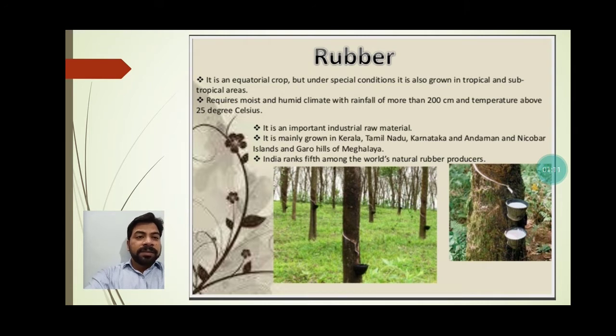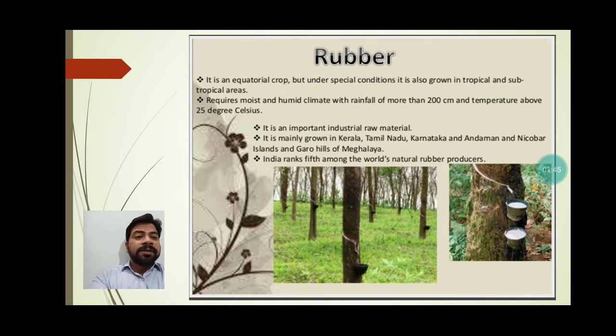Rubber plants can grow well in the equatorial region where the temperature is hot and humid, but it can grow well in tropical as well as subtropical areas also. Since the beginning we are reading that India is located in this condition, where we receive tropical as well as subtropical temperature. It requires a moist and humid climate with rainfall of more than 200 centimeter and temperature above 25 degrees Celsius.